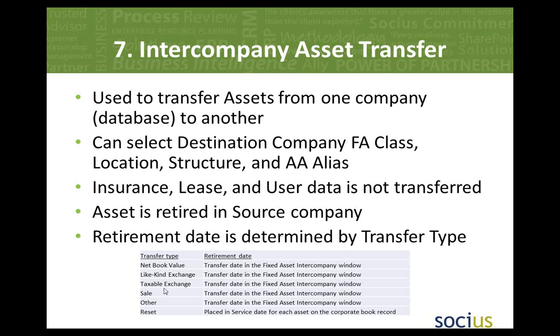So these are the transfer types available when transferring an asset from one company to another. You can go with the net book value, and that's the most common setting that you would select there. Like-kind exchange, a taxable exchange, a sale, other, or reset, what you would use if maybe you had added the asset to the wrong company, and you just basically need to wipe it out in one place and move the whole thing over to the new company.